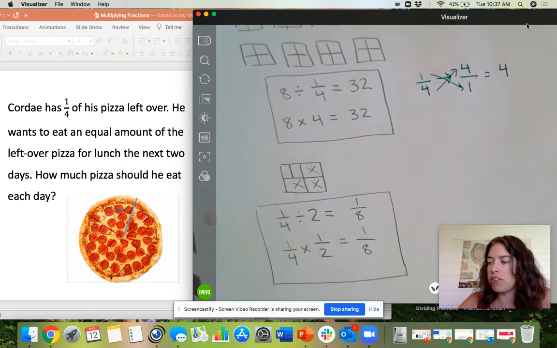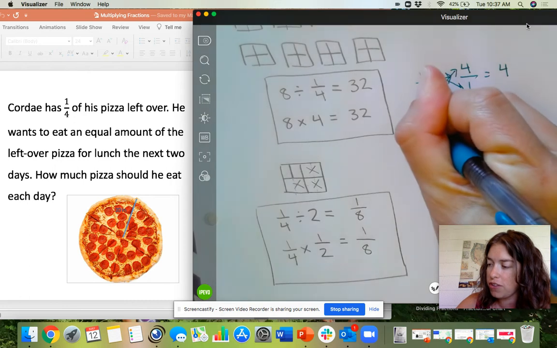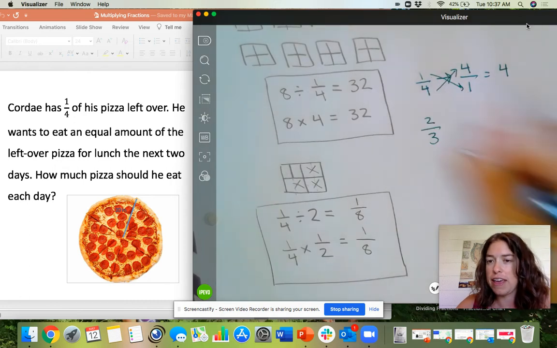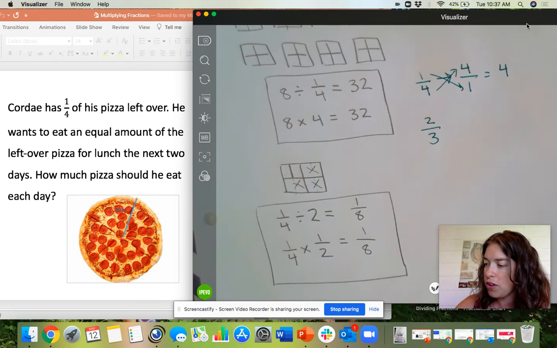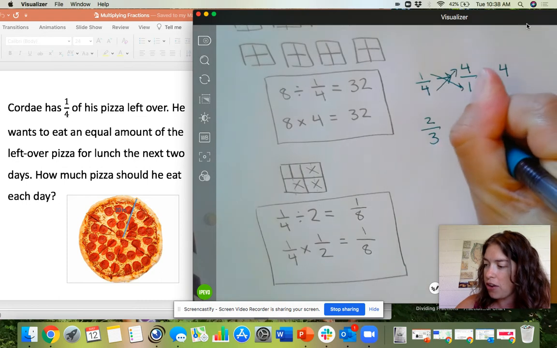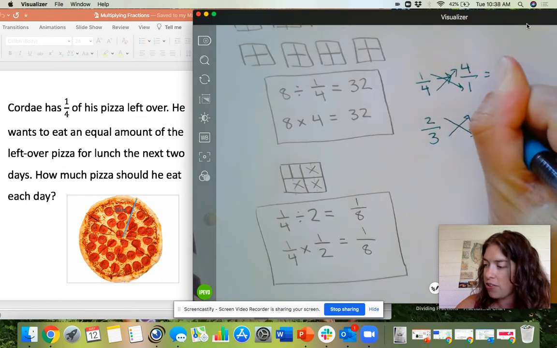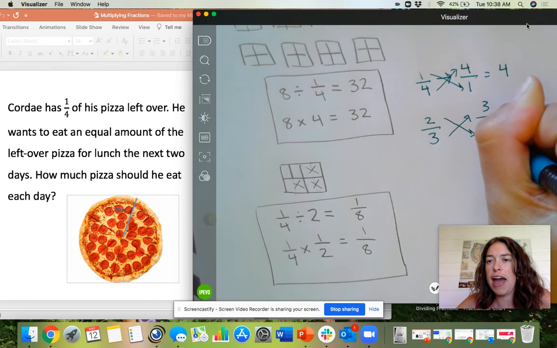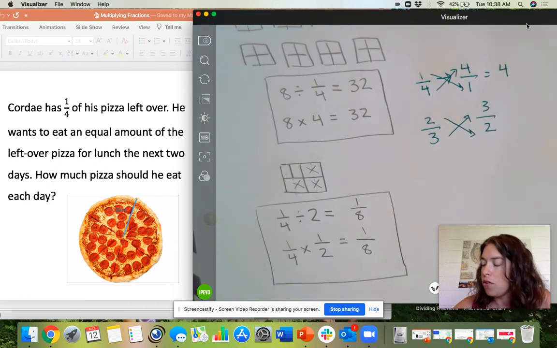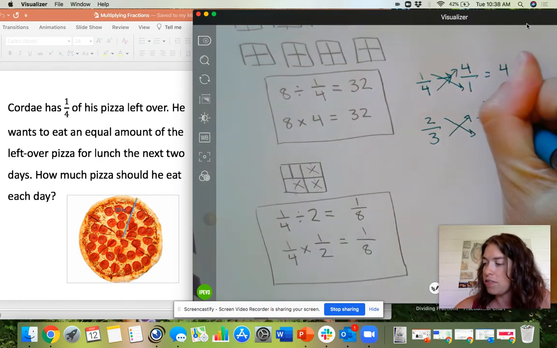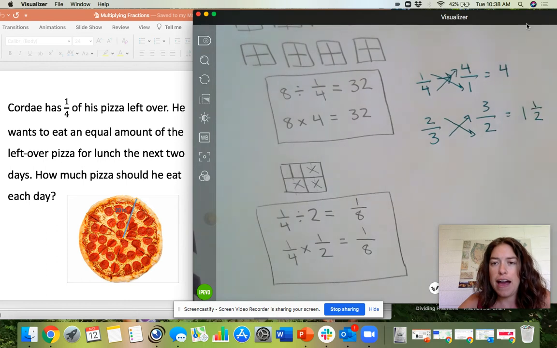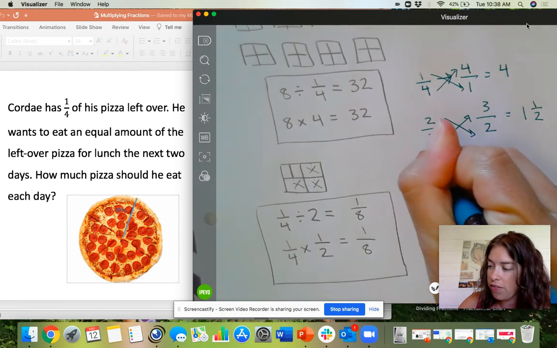Let's try another inverse. Let's say I wanted to find the inverse of 2/3. Well, to find the inverse, I'm just going to switch my numerator and my denominator, and the inverse would become 3/2 or 1 1/2. Okay, you try one now. We're just going to solve the inverse. I want you to find the inverse of 1/5.